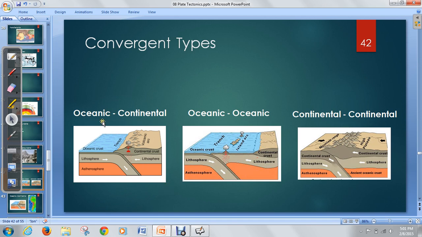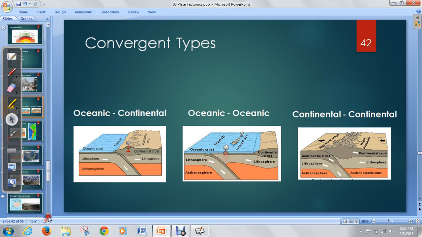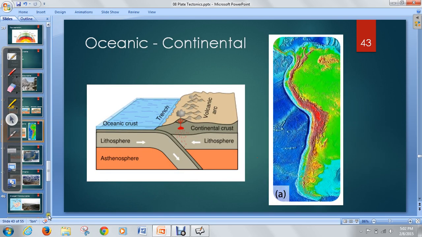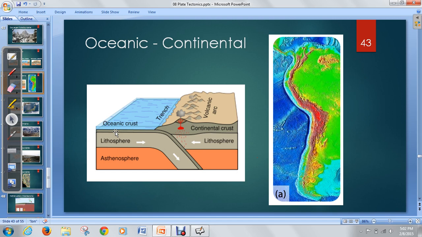So we can have an oceanic plate collide with a continental plate. We can have an oceanic plate collide with an oceanic plate, and we can have a continental plate collide with a continental plate. Let's look at what happens to each of these individually, okay? So if you have an oceanic continental plate collision, then what's going to happen is the oceanic plate is actually more dense. It's thicker than the continental plate. And so when it collides with that continental plate, it's going to sink underneath that plate, okay? It's going to subduct like we saw with seafloor spreading.